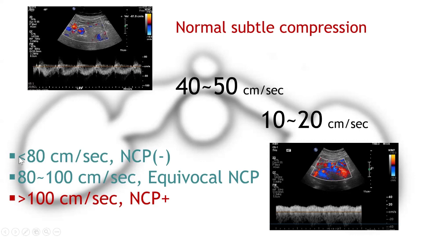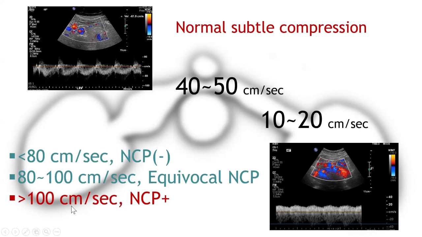If it is higher than 80 but lower than 100, we usually consider it an equivocal nutcracker phenomenon. When it is higher than 100 centimeters per second, we consider it an abnormal velocity, and we consider that this patient has nutcracker phenomenon. And if this patient has symptoms like hematuria, proteinuria, left flank pain, or other unexplainable symptoms, we make a diagnosis of nutcracker syndrome.